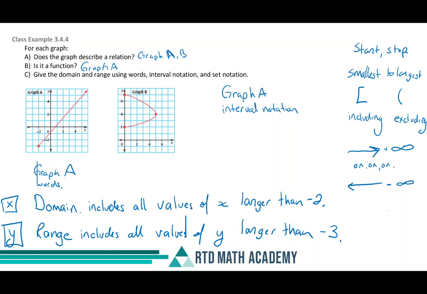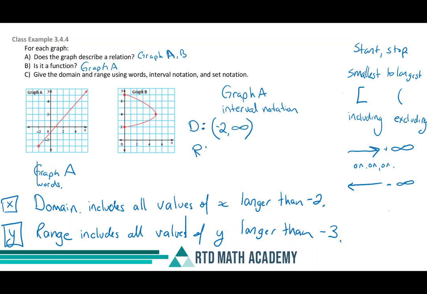So for graph A in interval notation, for our domain, I am going to start at -2 as my smallest value, and I'm going to go on and on to infinity. Now, -2 is not included, because it has a circle or an open dot at that point, okay? But an infinity sign always gets a round bracket because there's no such thing as including infinity. Infinity is just a symbol to represent that it goes on and on forever. So we actually put a round bracket around the infinity sign as well.